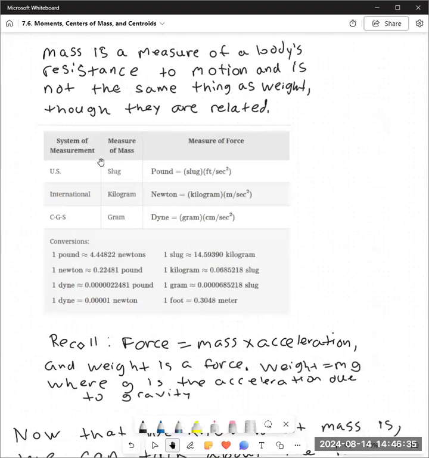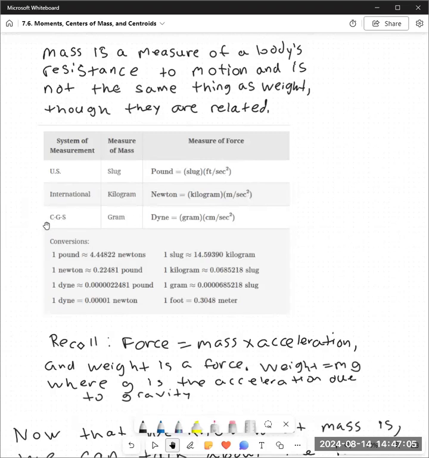Our units of mass in the US system will be slugs. Slugs are related to pounds by this equation here: a pound is equal to a slug times a foot per second squared. In the international system, our units of mass will be kilograms. And remember, our unit of force was a Newton, and a Newton is a kilogram meter per second squared. Meters per second squared is our unit of acceleration in the international system.